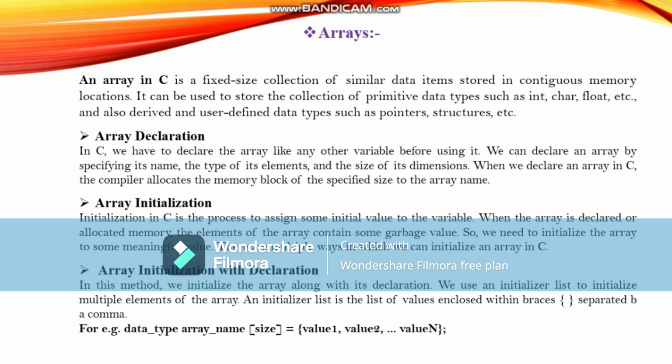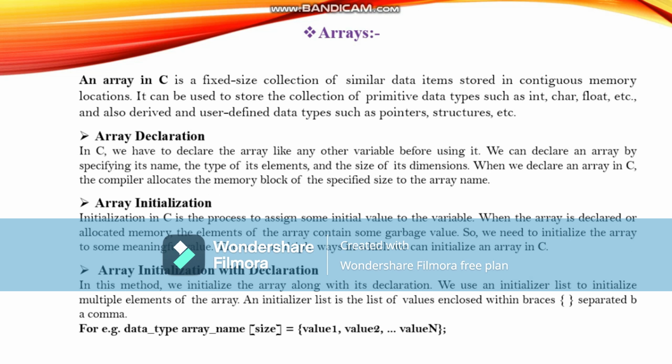Next one is arrays. Arrays in C are a simple and fast way to store multiple values under a single name. In this article, we'll study the different aspects of arrays in the C language, such as array declaration, definition, initialization, types of arrays, syntax, advantages, and disadvantages. What is an array in C? An array is a fixed collection of similar data items stored in contiguous memory locations. It can be used to store a collection of primitive data types such as int, char, etc., and also derived and user-defined data types such as pointers and strings.